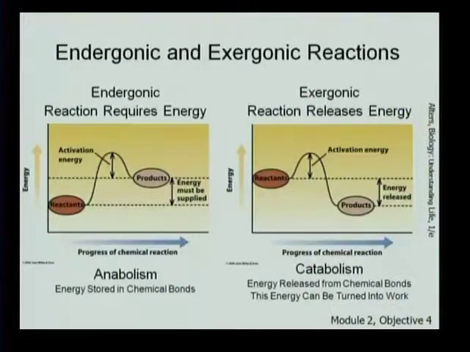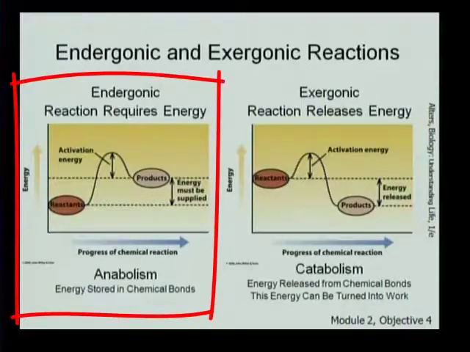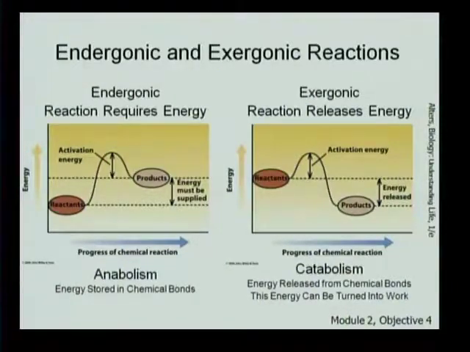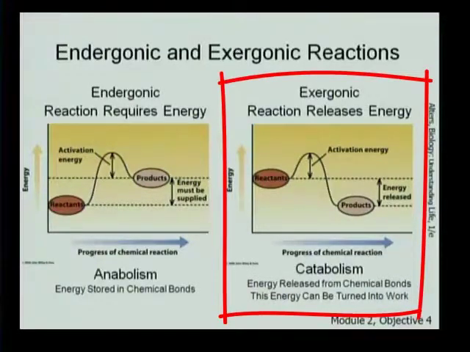Back in Module 2, we talked about two different kinds of chemical reactions: those which require energy input, so we have to put energy into them to make them happen, and those that have an energy output. We call those endergonic if we have to put energy into them, and exergonic if we get energy back out of them.